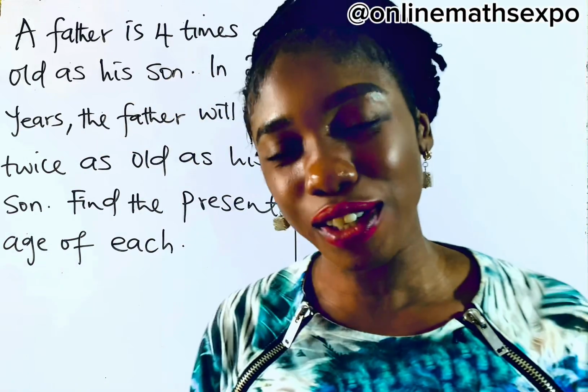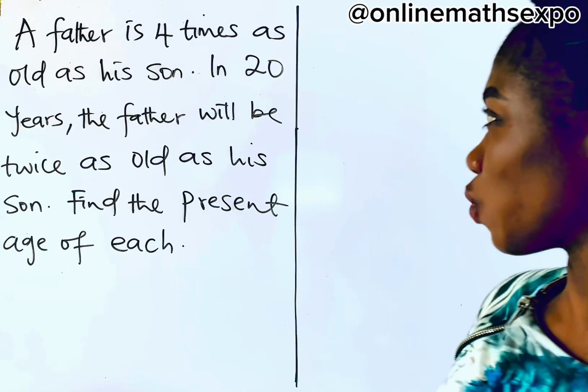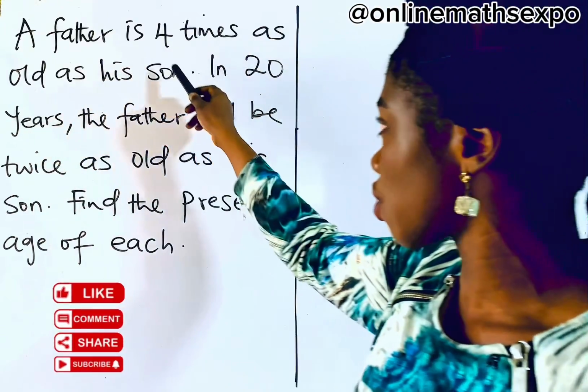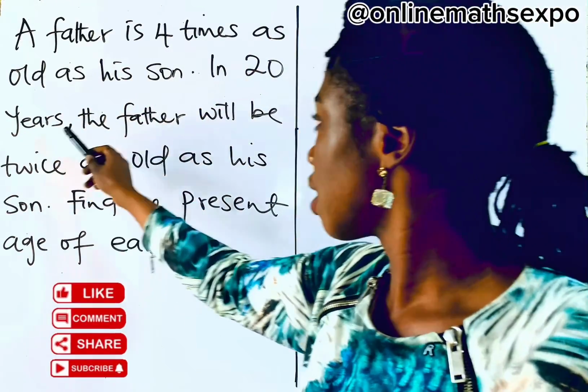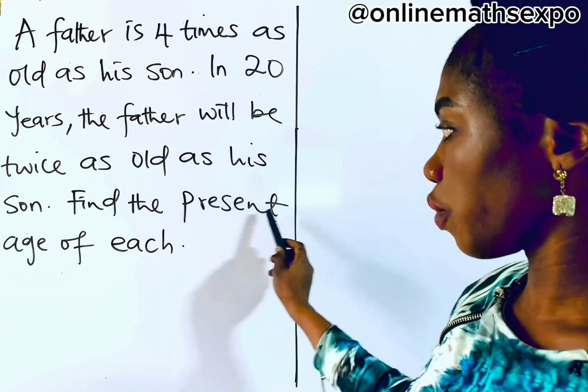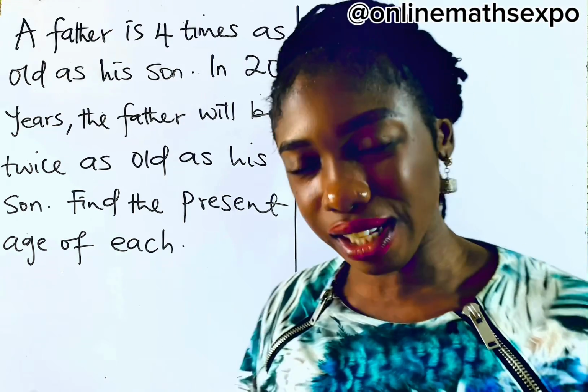This is the second class on word problems involving age. Okay, so let's read the question. We are told a father is 4 times as old as his son. In 20 years, the father will be twice as old as his son. Find the present age of each. That's find the age of both the father and son.